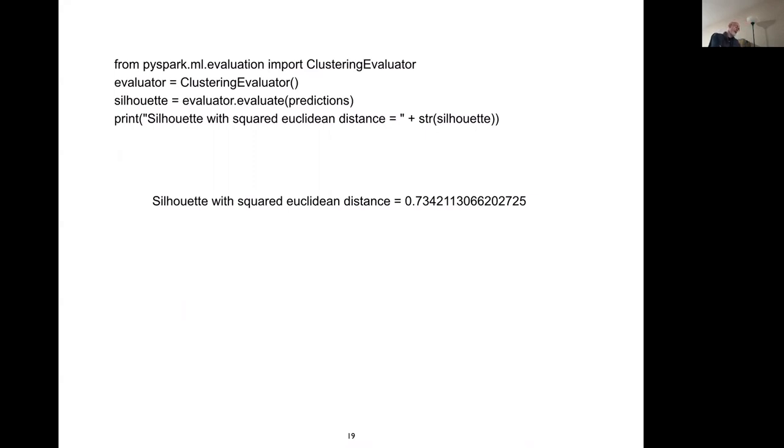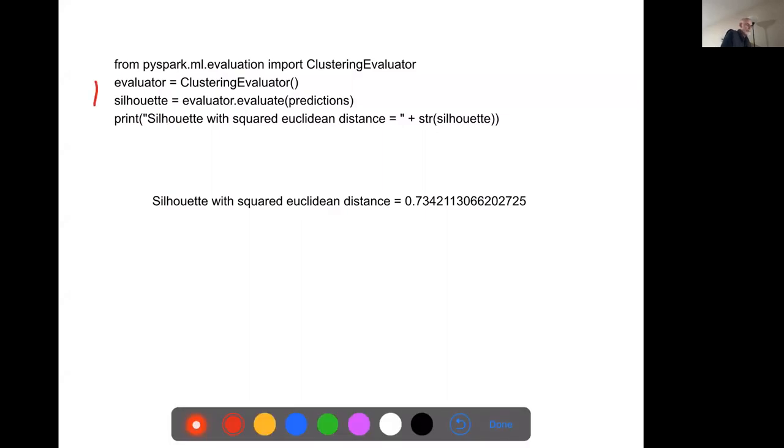But the question is, in general, how do we know how good the clusters are? One of several ways people have come up with to estimate how good a cluster is is using silhouettes. And again, all these things are programmed for us, so we can basically say the cluster evaluator, evaluate on the predictions, give a silhouette, and we get the numerical value.